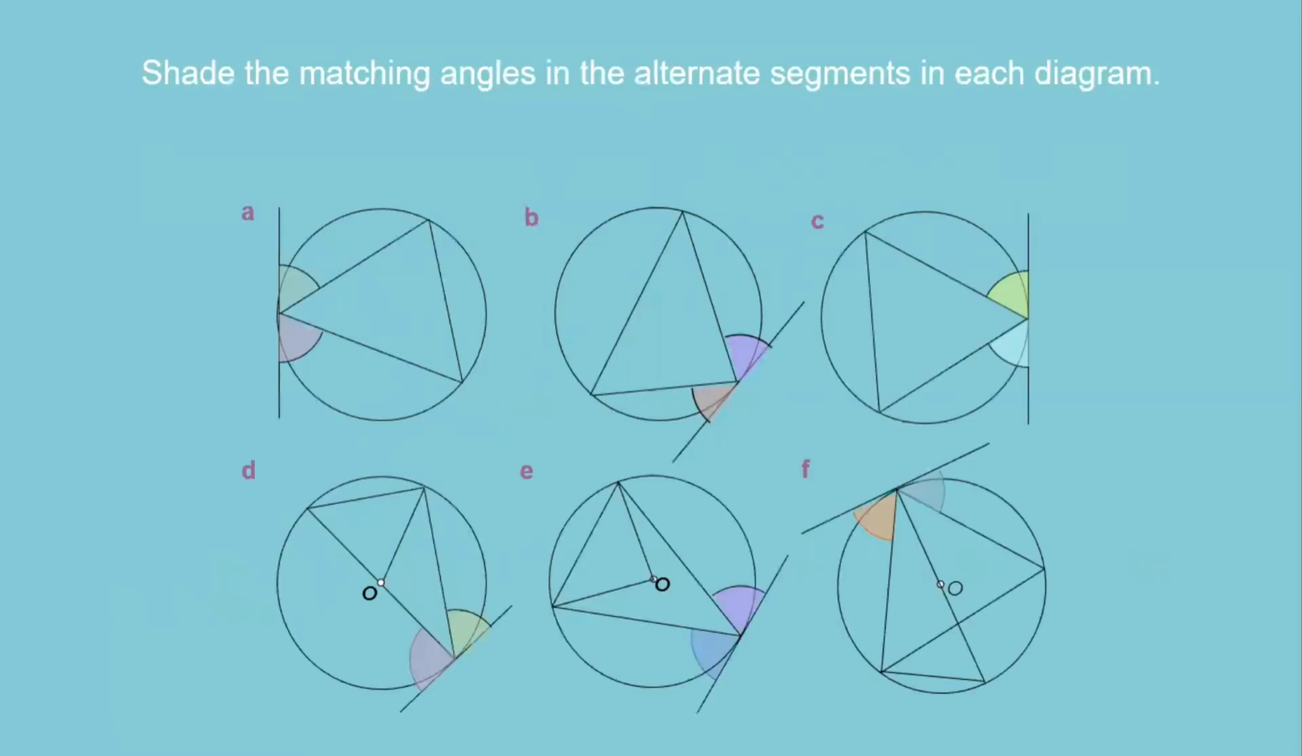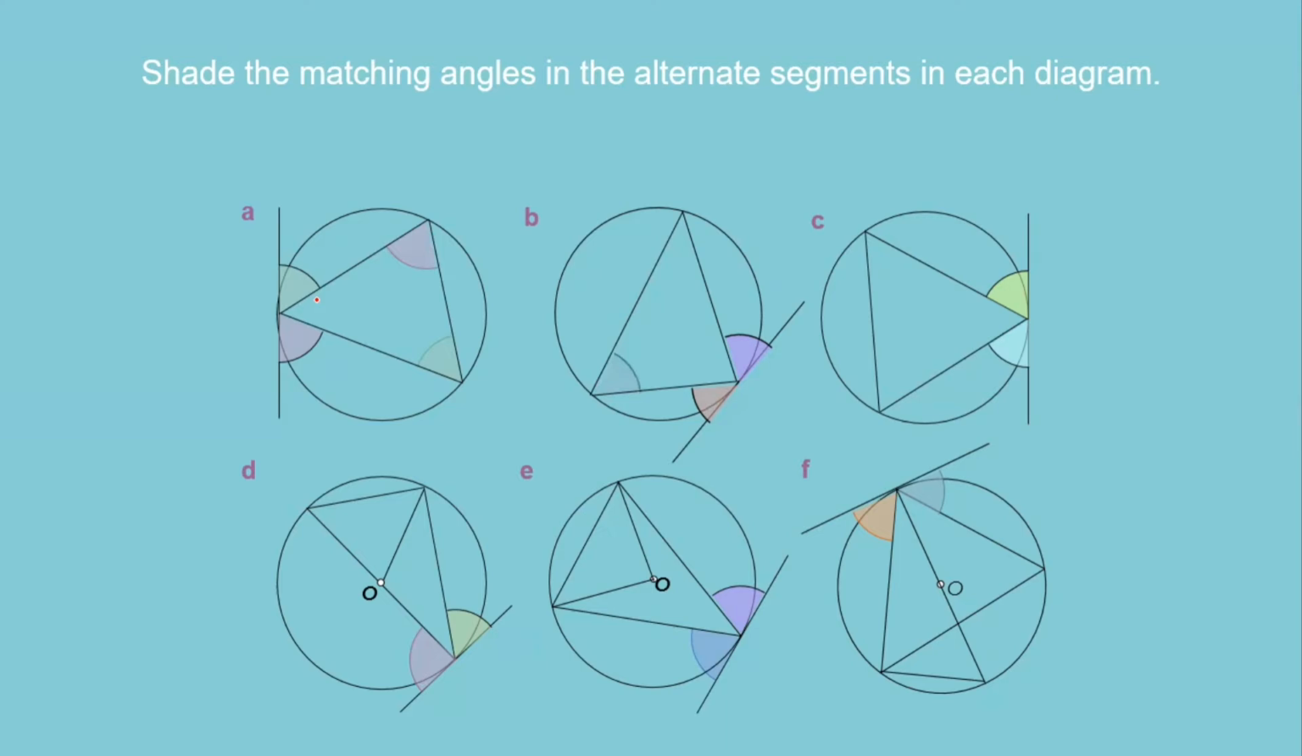Now in this, shade the matching angles in the alternate segments in each diagram. You can see the angles formed by the tangent and a chord over here, right? And now we are going to shade the angles in the alternate segment. We start with the first figure. You can see these two angles are equal. This pink and pink form the angles in the alternate segment.